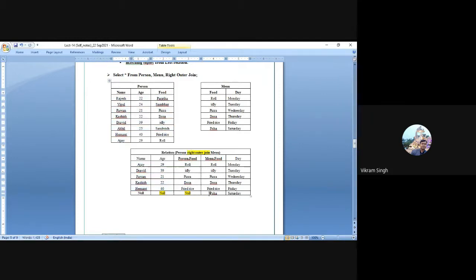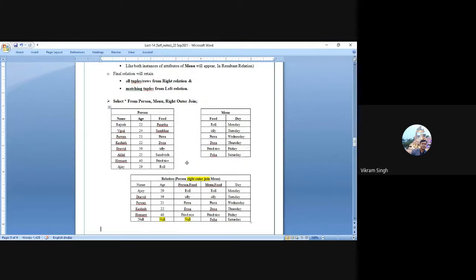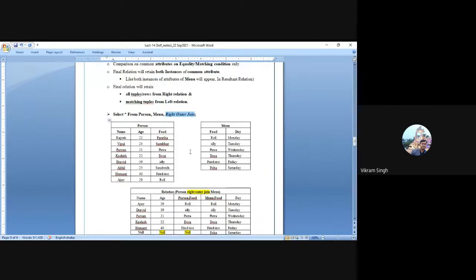And as far as the last tuple of the menu or second table, the right side table, is concerned, there is no tuple value matching with this, so null values have been introduced. So this is how a right outer join operation will fetch the tuples from a database table. Right, so you can simply write select star from person, menu, comma, right outer join. In all possible cases of outer join, the condition of matching is equal to. That's for sure. That is the first thing.